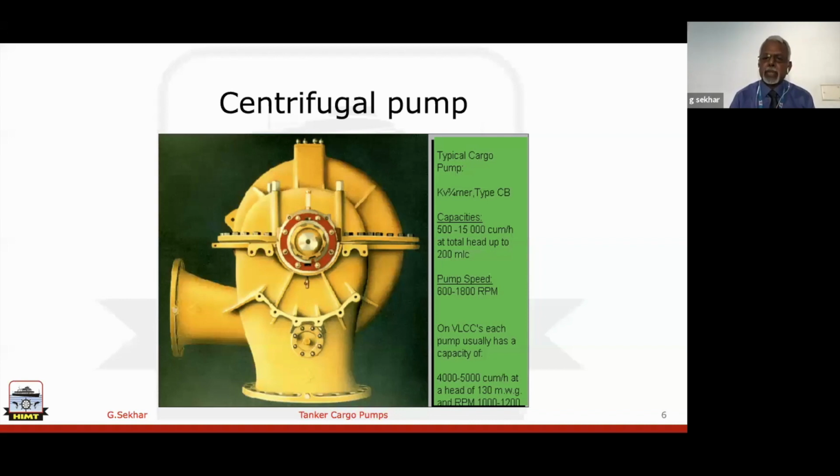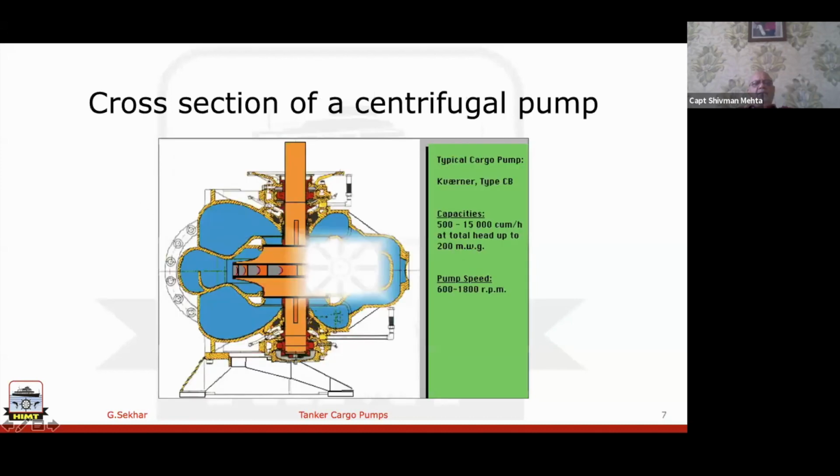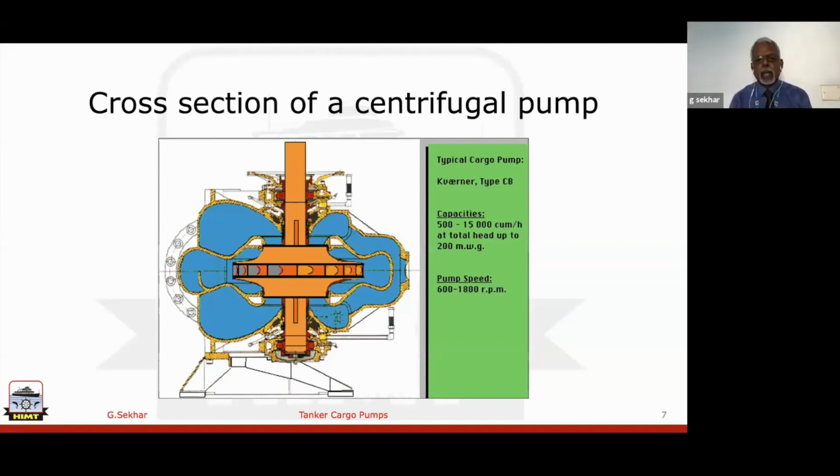The capacity range of this type of pump is about, say, 500 to 15,000 cubic meters, with a total head up to 200 meters liquid column. The speed of the pump, generally your COPs, you will see up to 1800, generally 1200, 1400. And here it is a centrifugal pump of a tanker that I have shown. Usually you will find this type of bigger capacity pump is what we call a double entry cargo pump, and this is how it looks.